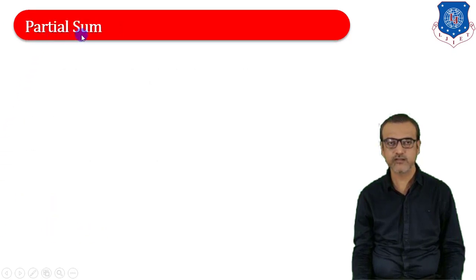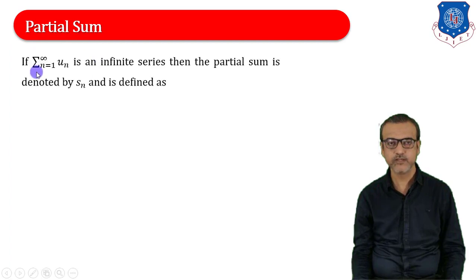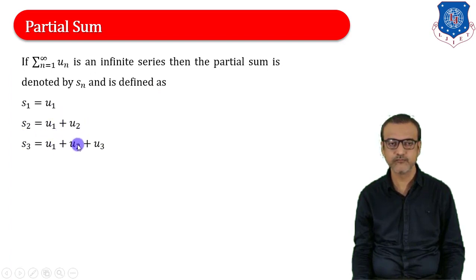Now we will see what is partial sum. If sigma n is from 1 to infinity un is an infinite series, then the partial sum is denoted by Sn and is defined as S1 equals U1, S2 equals U1 plus U2, S3 equals U1 plus U2 plus U3, S4 equals U1 plus U2 plus U3 plus U4.